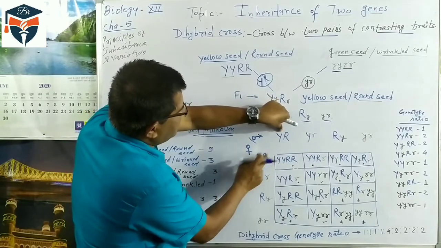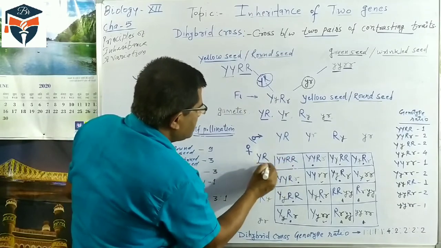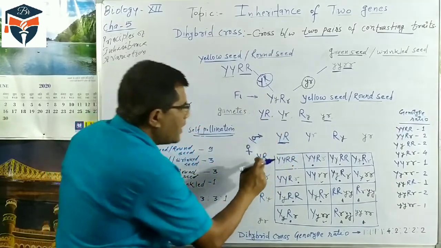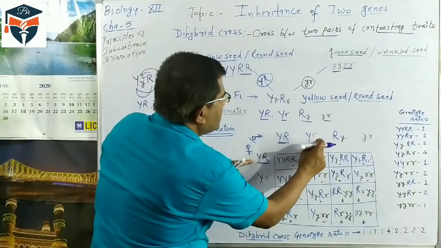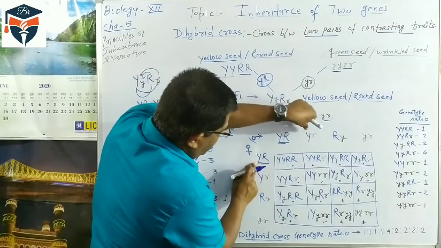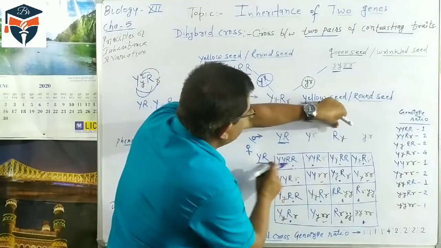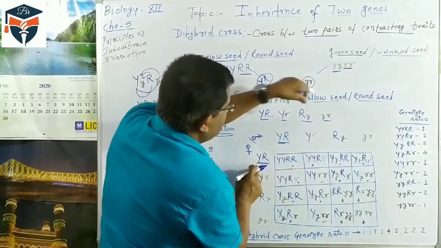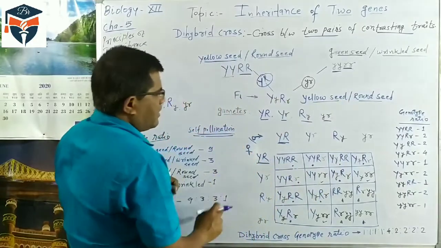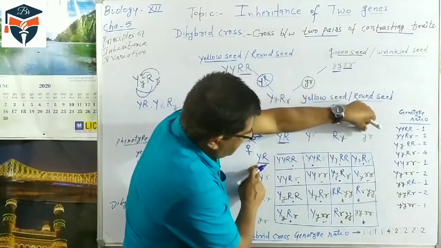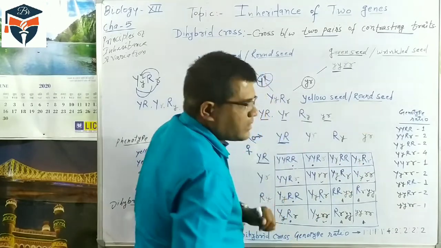So capital Y, then capital R. This crosses with this first one and goes through this column. Now capital Y, capital R crossed with capital Y, small r gives capital Y, capital R, and small r. Then here this crosses with this, so capital Y, small y, capital R and capital R. Now this one crossed with this one becomes capital Y, small y and capital R, small r.